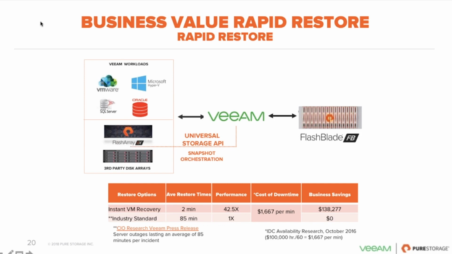Let me zero in now specifically on the FlashBlade and Veeam integration. This simple architectural diagram builds on what Sean guided you through earlier. We've got our front end, which can hopefully be FlashArray. We can use Veeam's very flexible and powerful universal storage API, and as you saw, there are lots of tools to help you get the value out of that.